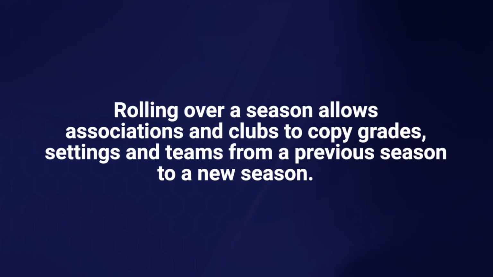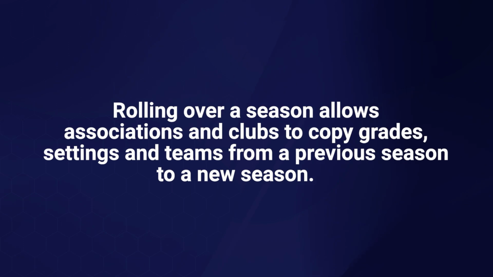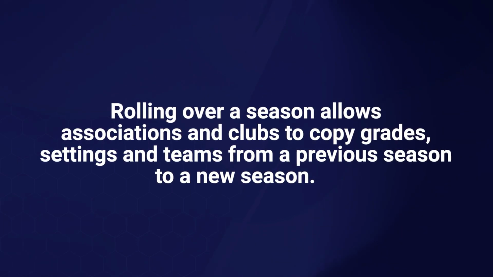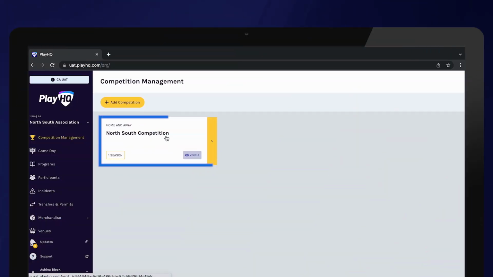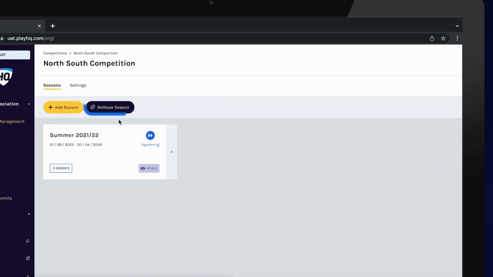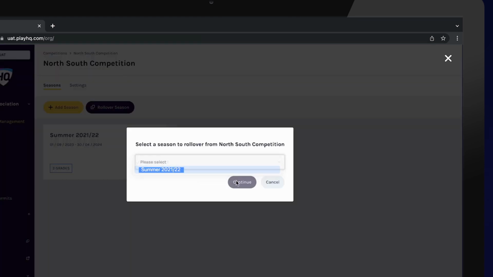Rolling over a season allows associations and clubs to copy grades, settings, and teams from a previous season to a new season. To begin a season rollover, navigate to the Seasons page of the competition you wish to roll over. The Rollover Season button will be available if at least one season exists in the competition. Select Rollover Season and select the season you would like to roll over from and continue.